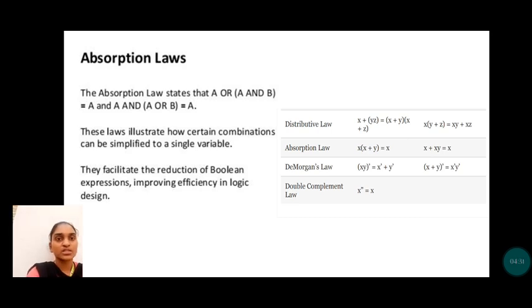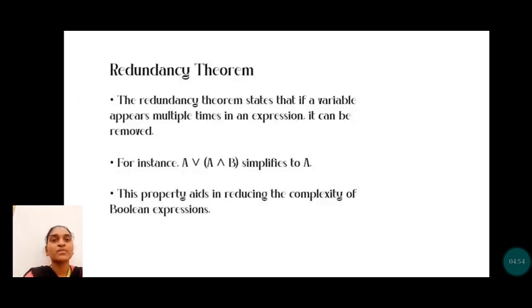The absorption law states that A OR (A AND B) equals A, and A AND (A OR B) equals A. These laws illustrate how certain combinations can be simplified to a single variable. They facilitate the reduction of Boolean expressions, improving efficiency in logic design.